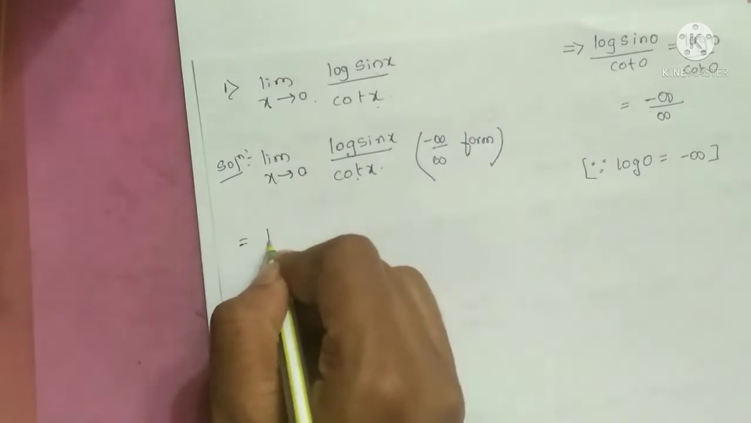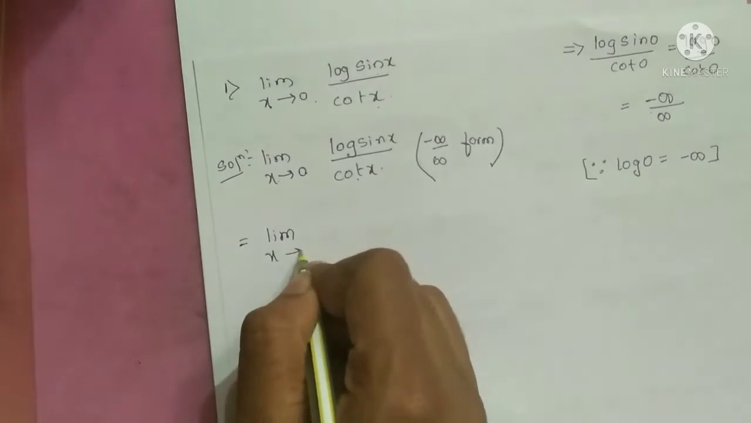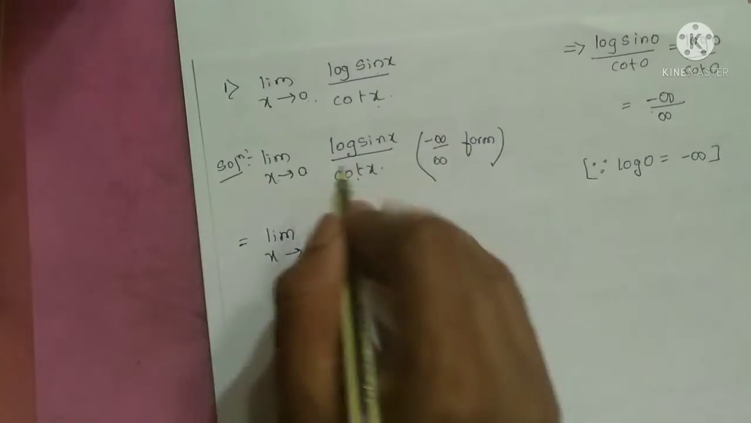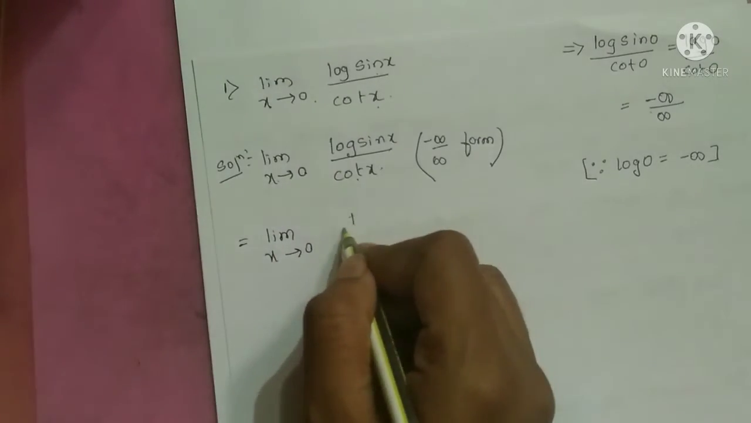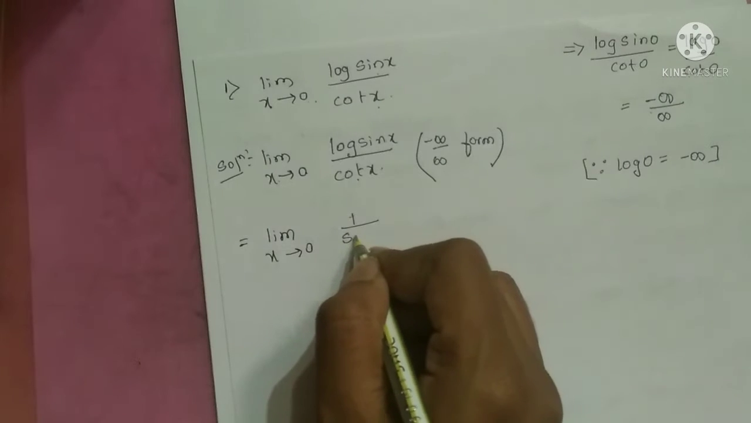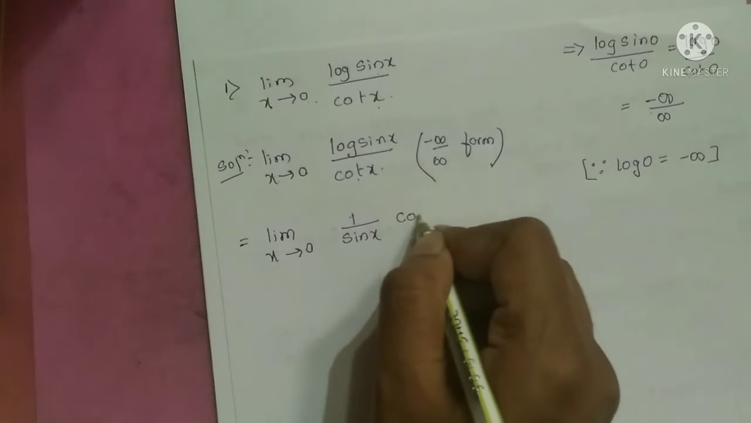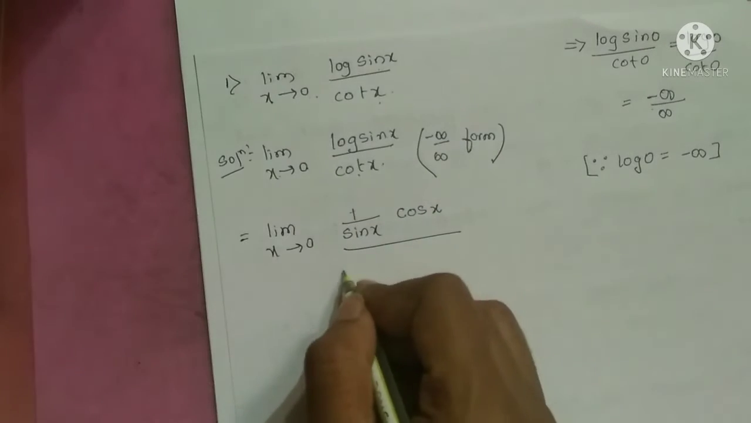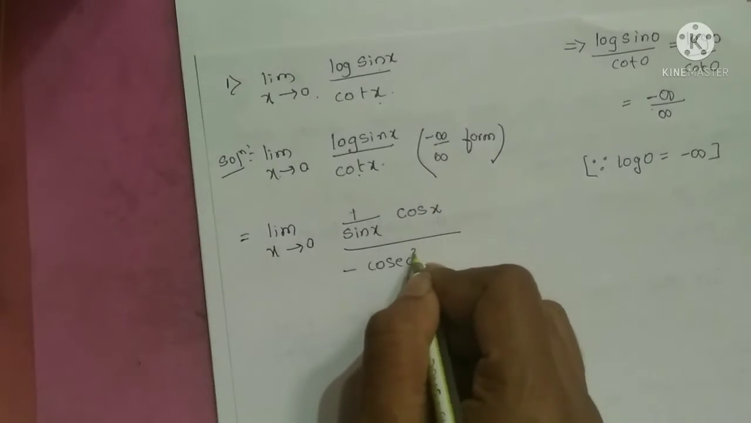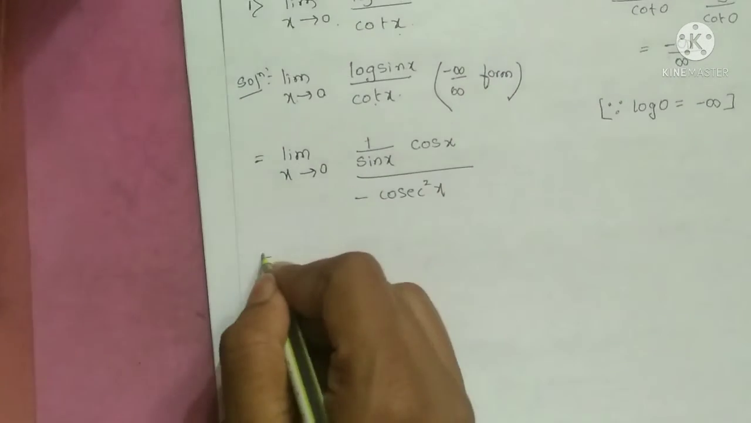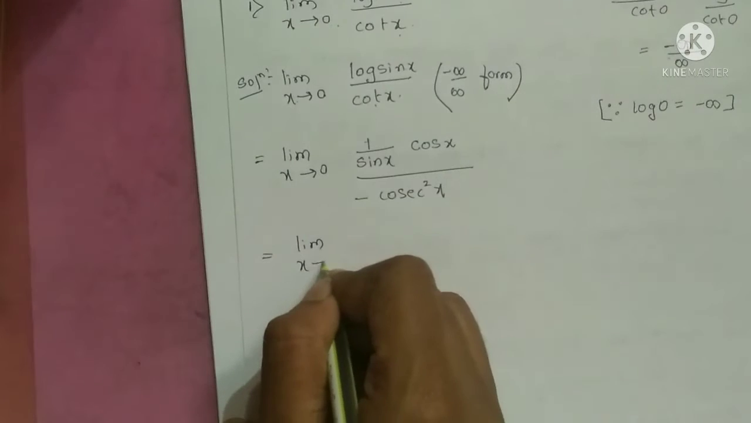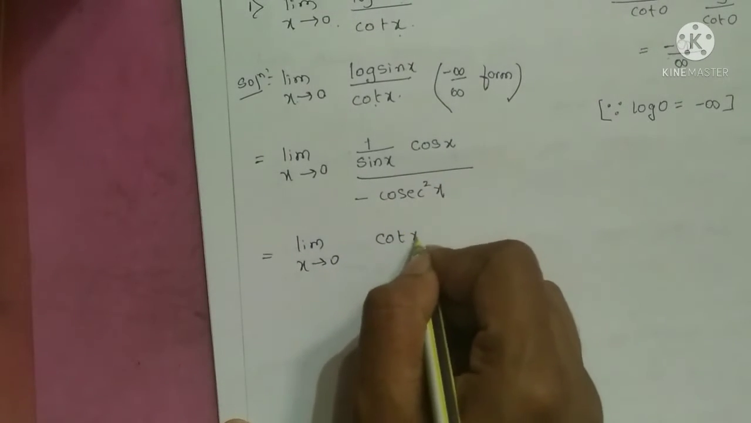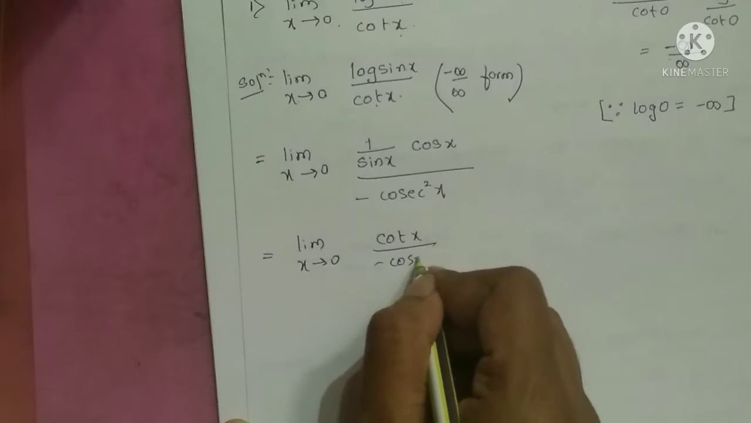So what does rule 1 say? Carry the limit x tends to 0 as it is. Differentiate the numerator and denominator separately. What is the differentiation of the numerator? Differentiation of log sin x is 1 by sin x into the differentiation of sin x, which is cos x, divided by the differentiation of cot x, which is minus cosecant square x. The numerator can be written as cos x by sin x, which is cot x, over minus cosecant square x.